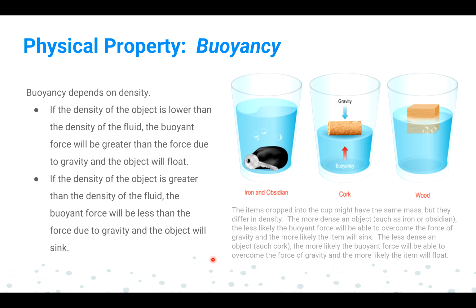So imagine the items dropped into the cup might have the same mass, but they differ in density. And density is the key point for buoyancy, for the buoyant force. So the denser an object, the less likely the buoyant force will be able to overcome the force of gravity, and the more likely the item will sink. And in reverse, when an object is less dense, like suppose cork, the buoyant force will most likely be able to overcome the force of gravity and it is going to float on the surface.